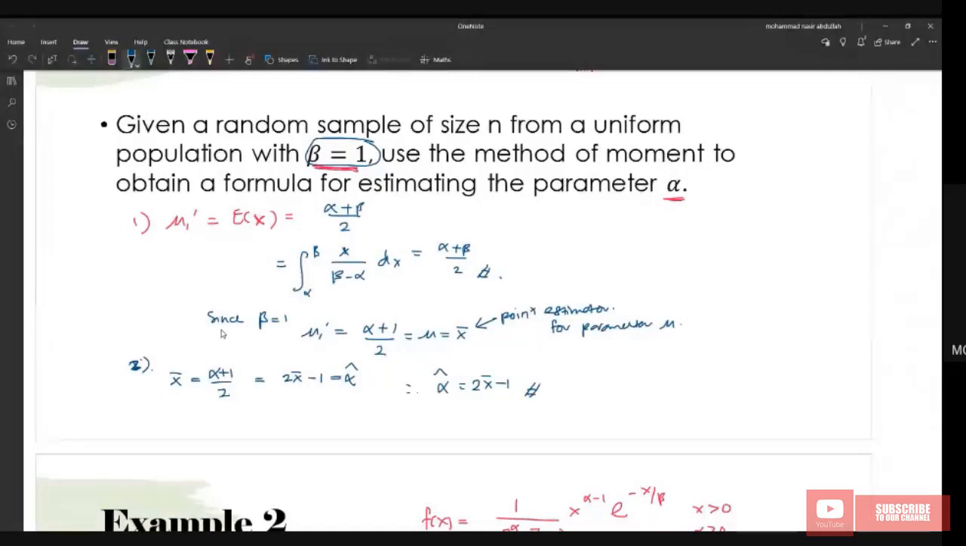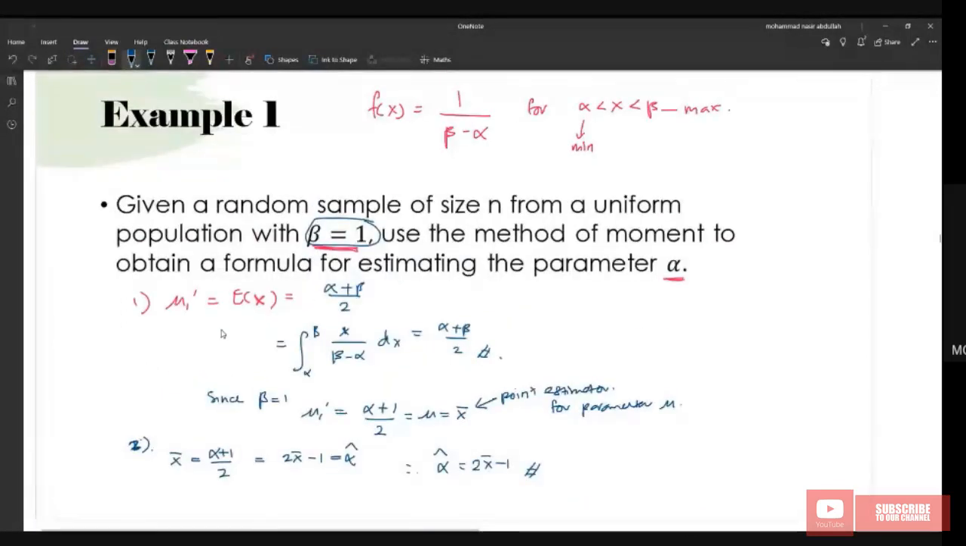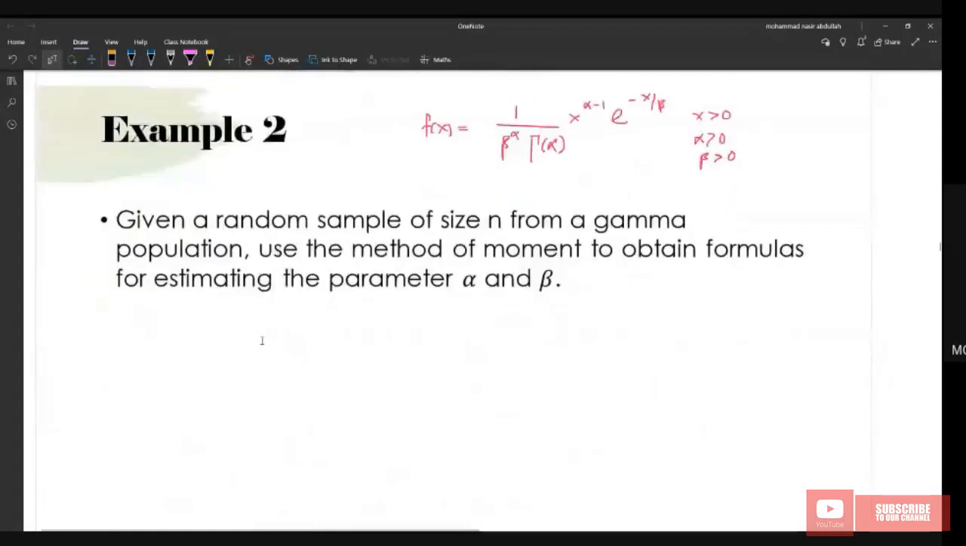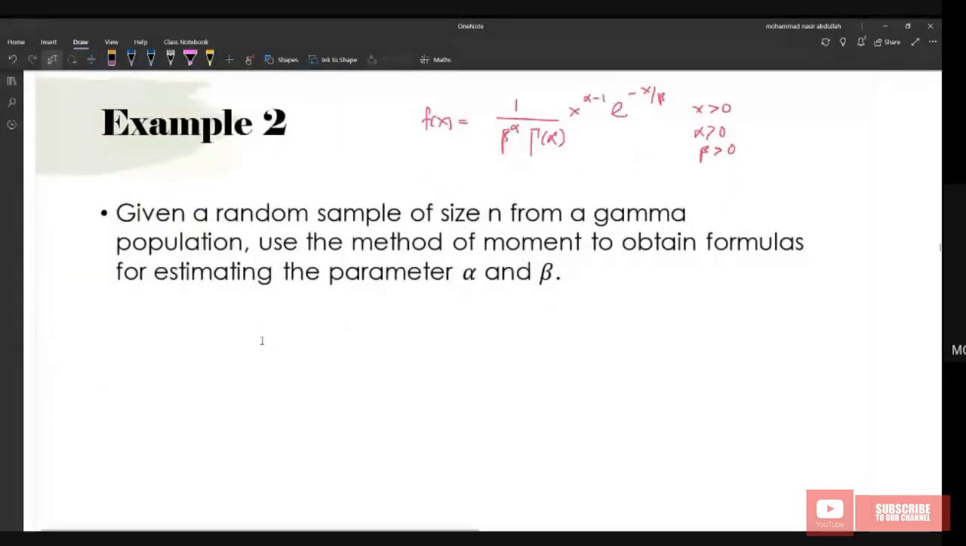You can raise a question in the chat room. If you don't have a question, then we're going to move to example number 2.